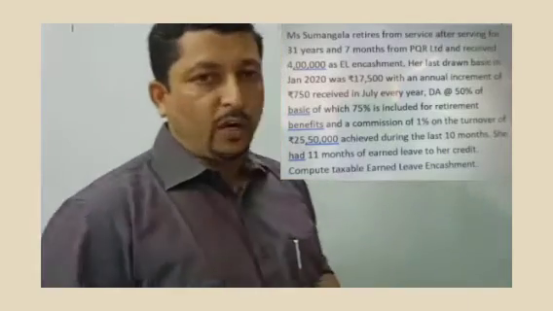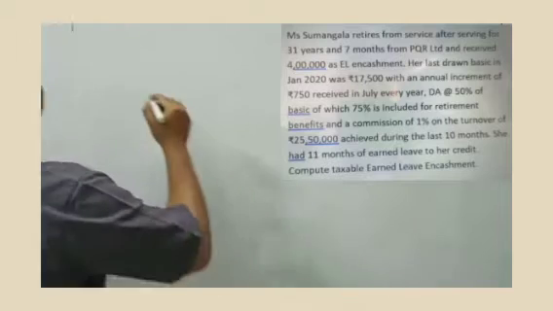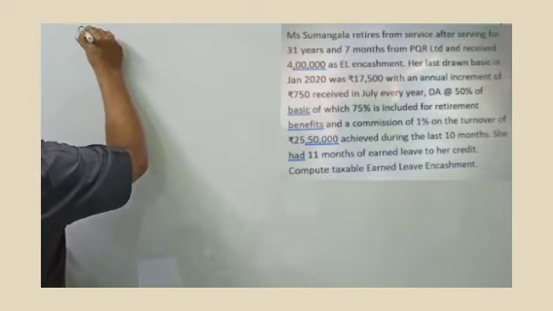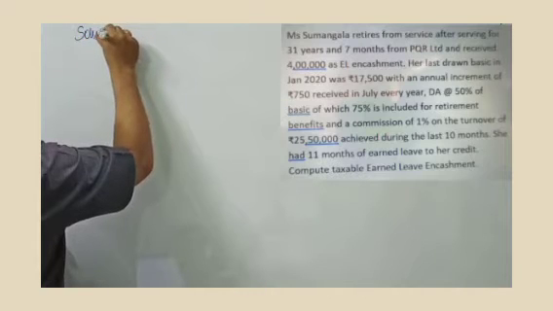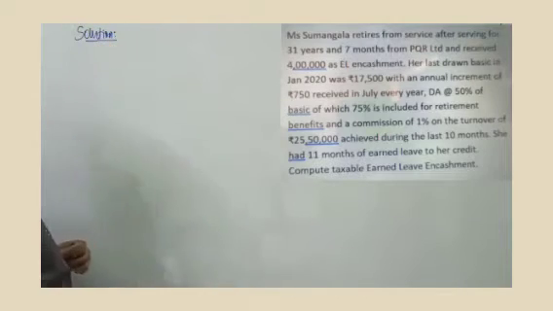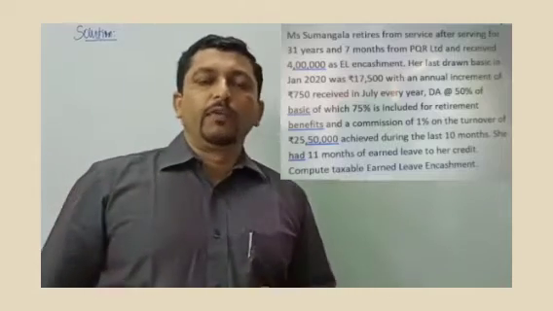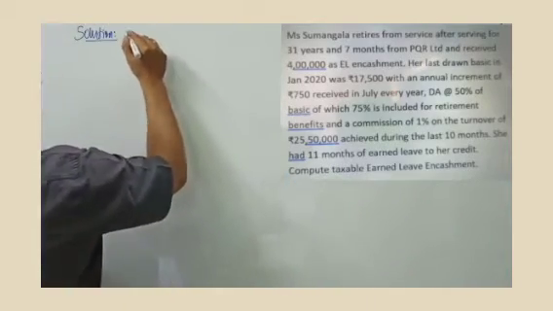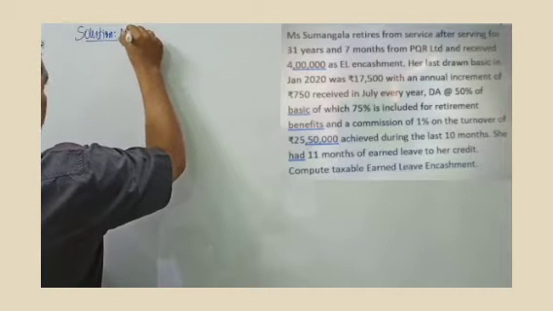encashment. So what we are going to do first is we will take the solution. We will first write down some points, then we will go to solving the problem. Now, what are the important points that we need to record? I will just make a mention here.